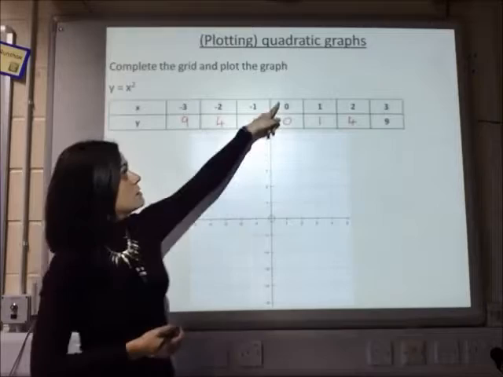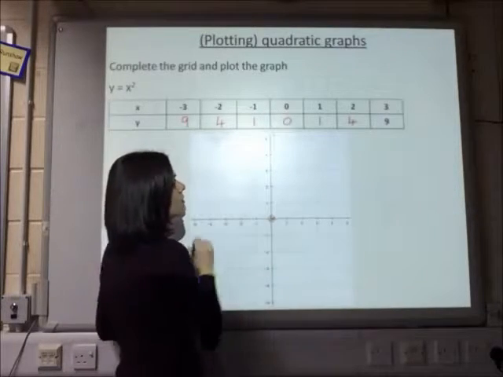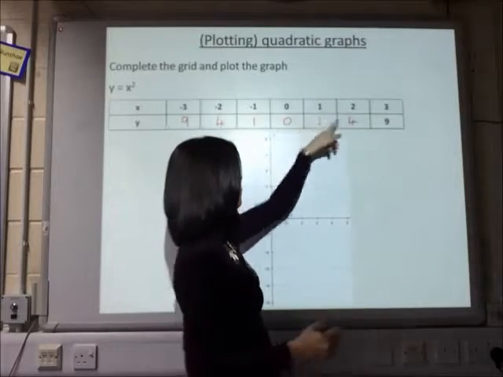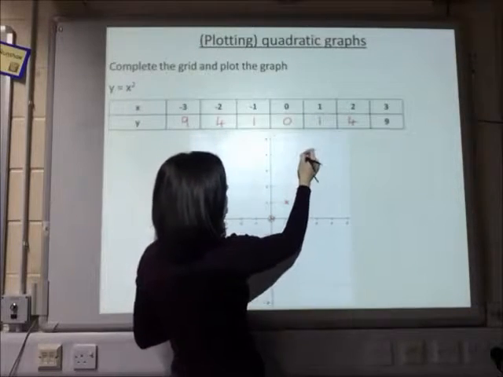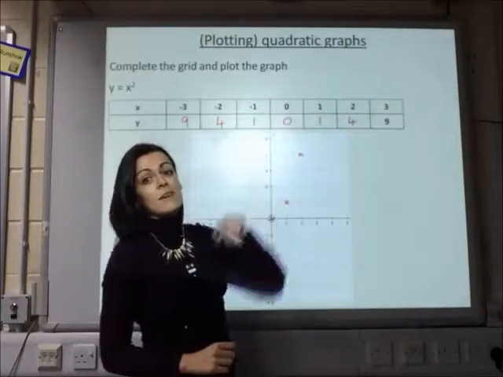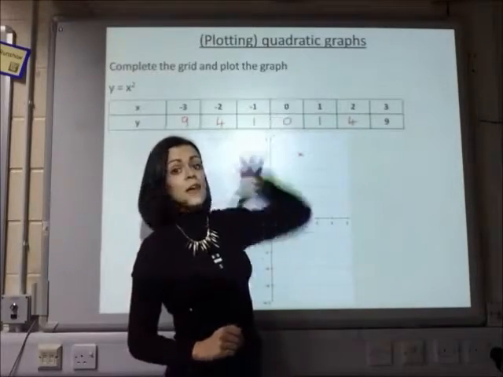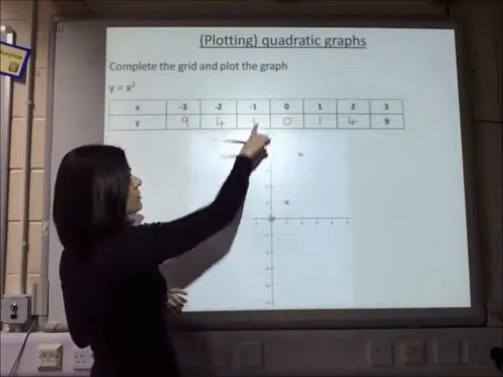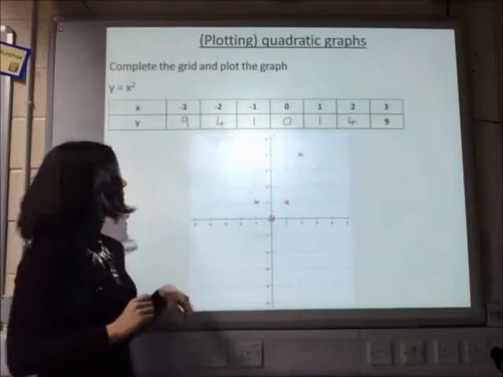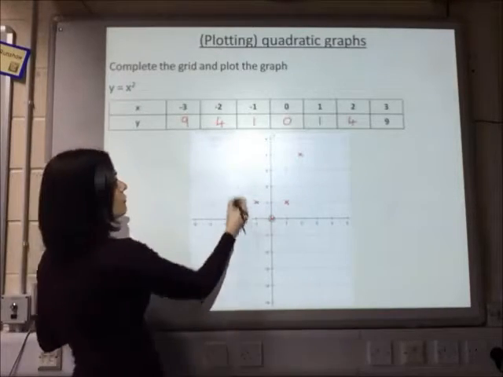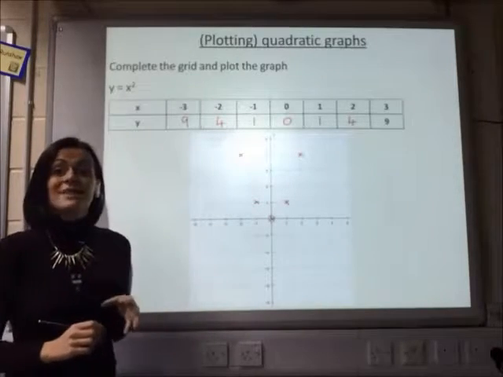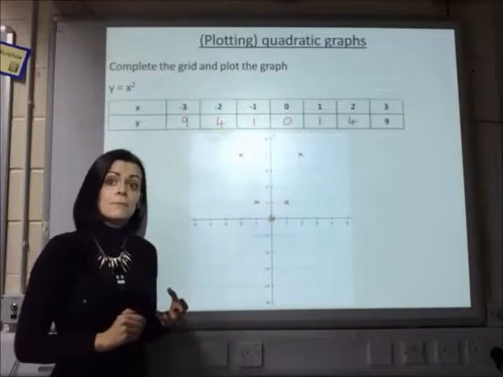Let's plot them on. So 0, 0 in the middle there. 1, 1 is going to be there. 2, 4. And we've also got 3, 9, but that won't quite fit on our graph. That's going to be really high up there somewhere. Doesn't matter. Then we've got minus 1, 1, so across to minus 1 and up to 1. We've got minus 2, 4, which is going to be up there, and we've also got minus 3, 9, which again isn't going to quite fit on here, but it doesn't matter.